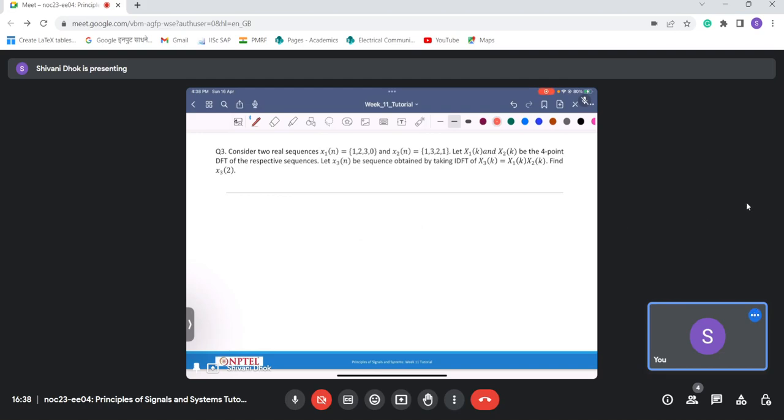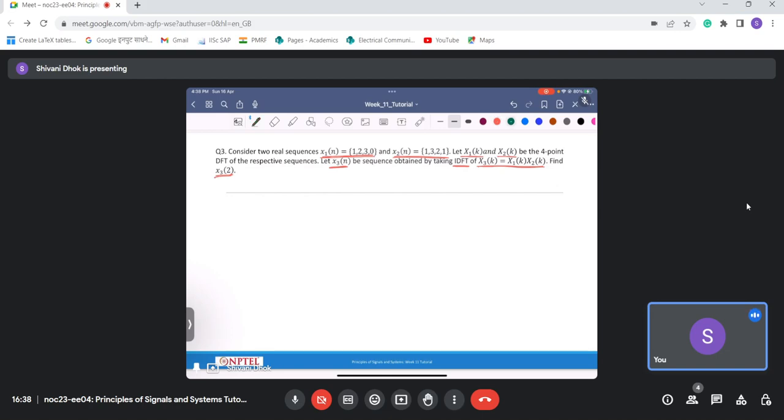Okay, so here we have been given two sequences. So we have x1 of n, which is 1 2 3 0. And we have x2 of n, which is 1 3 2 1, and they have said that X1 of k and X2 of k are the 4-point DFT of the respective sequences, and x3 of n be a sequence obtained by taking IDFT of this X3 of k, which is X1 of k multiplied by X2 of k, and we need to find the value of x3 of 2.